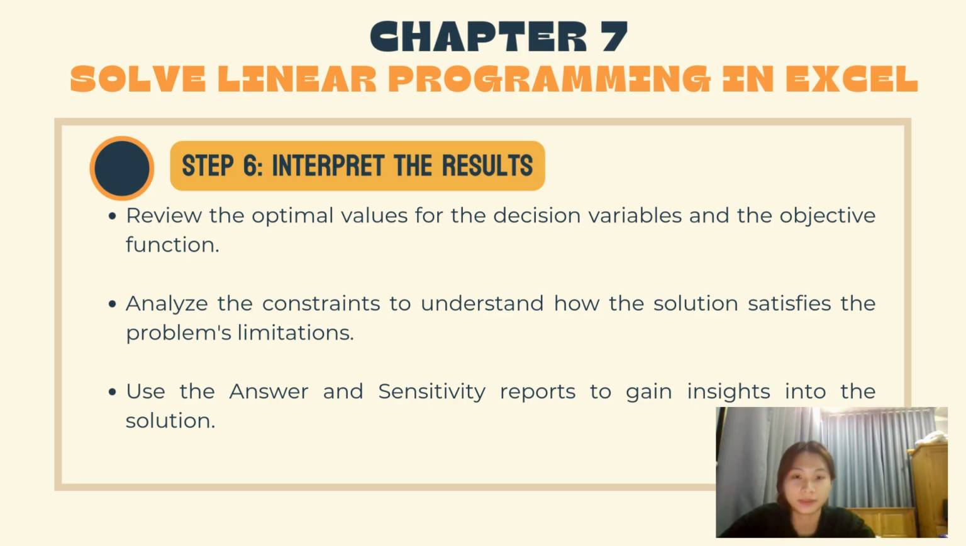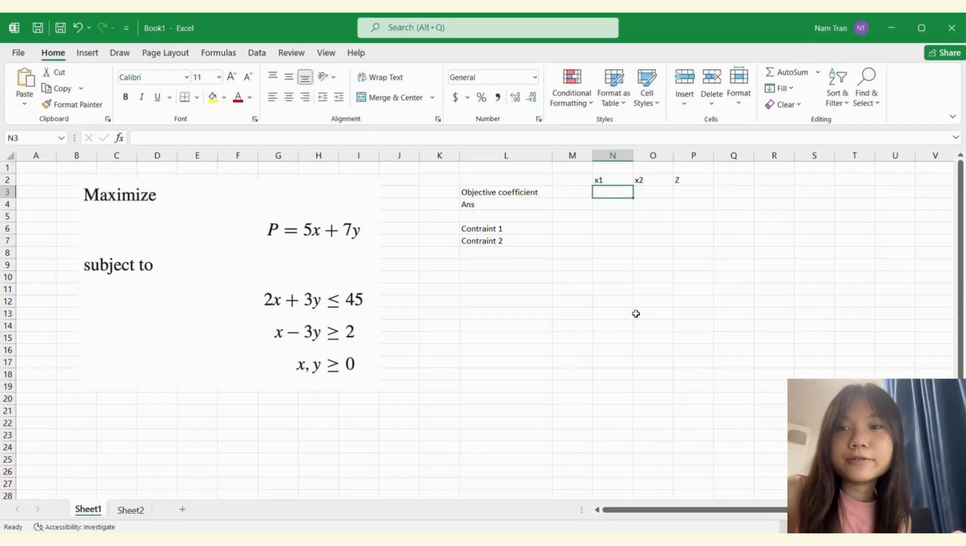The final step is to interpret the results. Review the optimal values for decision variables and the objective function, and then analyze the constraints to understand how the solution satisfies the problem's limitations, and use the answer and sensitivity reports to gain insights into the solution. Let's go to the example for Chapter 7.